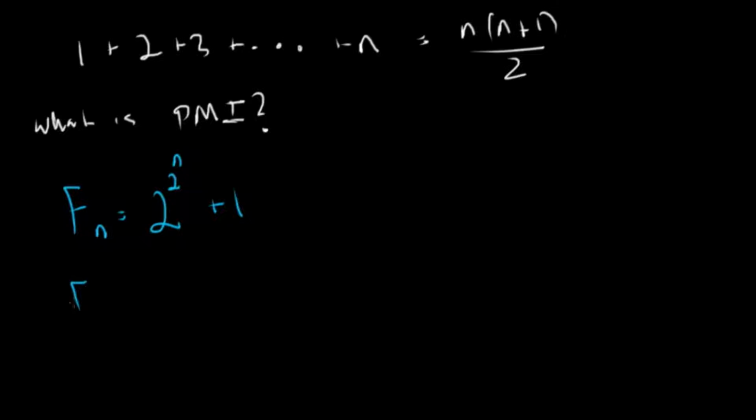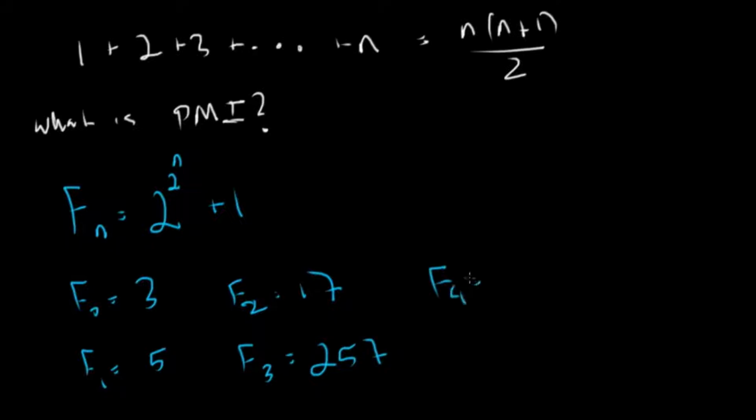If you plug in f of 0, you get 3. If you plug in f of 1, you get 5. If you plug in f of 2, you get 17. If you plug in f of 3, you get 257. All of these are prime. If you plug in f of 4, you get 65,537, which ends up being a prime number.